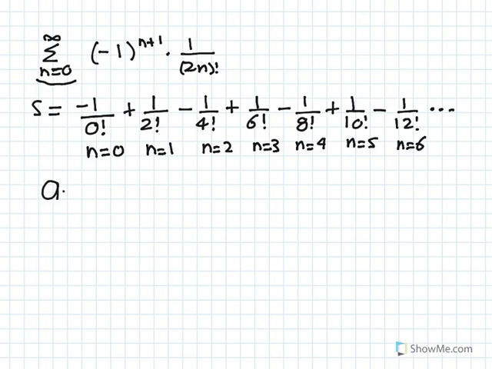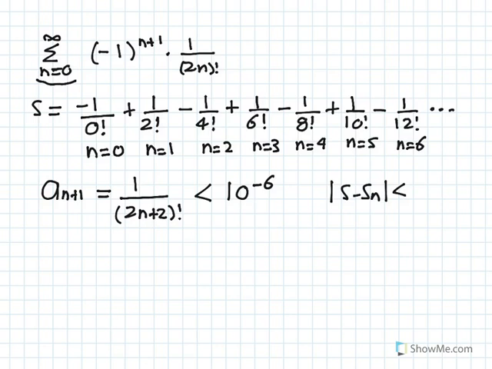So a_(n+1), the first omitted term, is equal to 1 divided by (2n+2) factorial, and we need to make this less than 10 to the power of minus 6. That's what the remainder theorem tells us. S minus S_n is less than or equal to a_(n+1), and we make this less than 10 to the minus 6, and we solve for n. All right, let's try n equals 3.